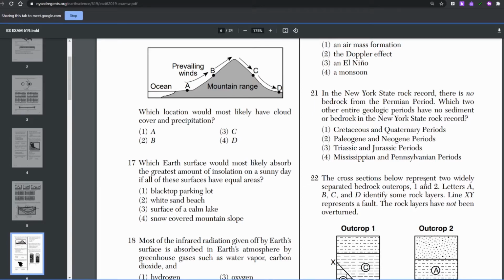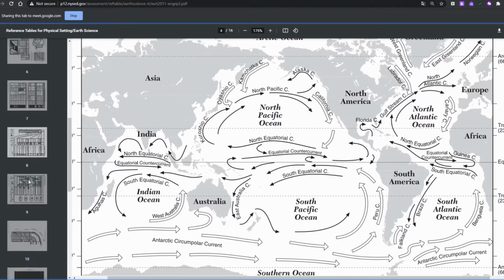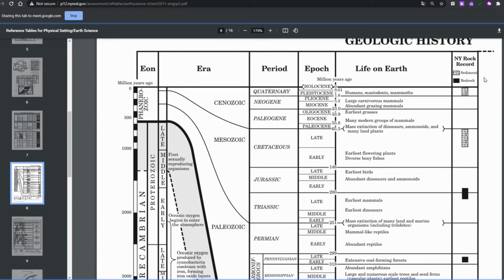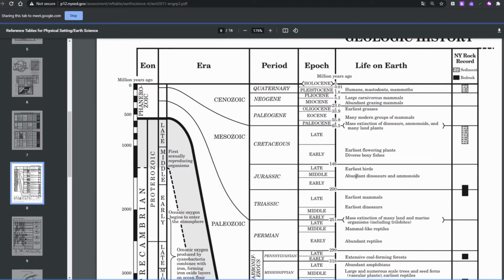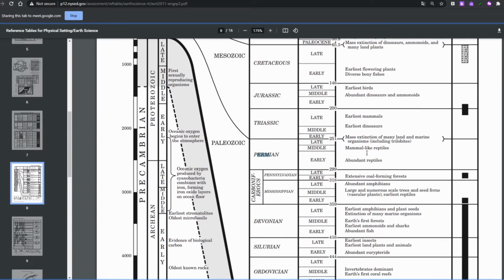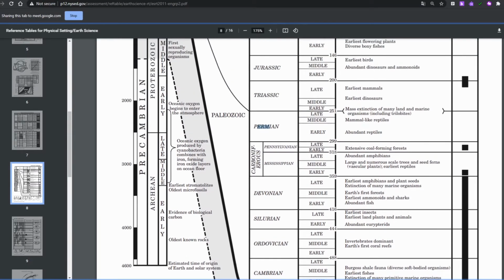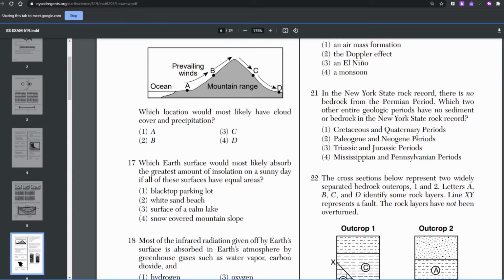21. In the New York State rock record, there is no bedrock from the Permian period. Which two other entire geologic periods have no sediment or bedrock in the New York State record? We're going to head back to pages 8 and 9. And you can see here on the top right, we have our New York rock record. You can see some are sediment, some are bedrock, implying igneous. Which ones do we have no record from? Well, we don't have any from the Neogene, because there's nothing here. We don't have anything from the Paleogene, nothing here. We don't have anything from the Permian. Nothing here. And that looks like about it. So let's go back to the question. No rock record: Paleogene and Neogene.